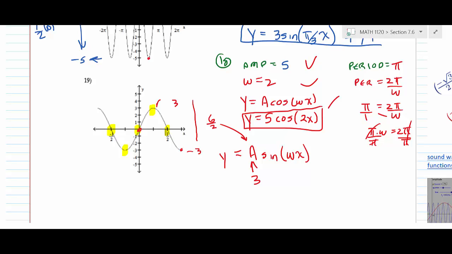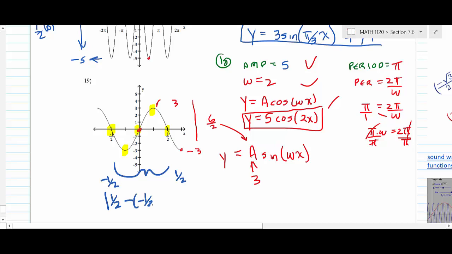What is that distance in your head? 1, because that's a half. That's another half, so that would be 1. So that means the period is going to end up being equal to 1. And if you can't do that in your head, and you will encounter times when you can't, you just do a half minus a half, and you make sure you get a positive answer. All that is just a half plus a half, so that's a whole, isn't it?